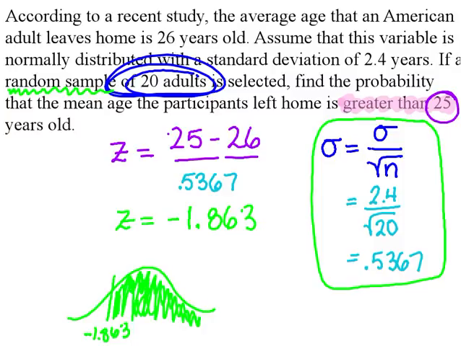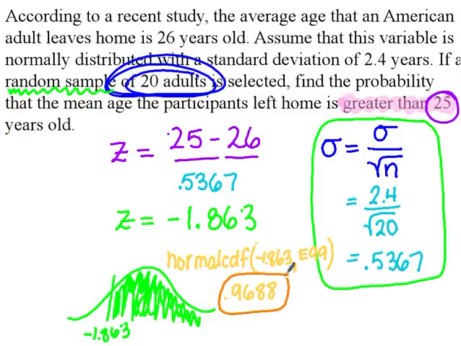So you're going to go ahead and do your normal CDF. What are my limits going to be? Yep, negative 1.863 and then what? E99. Okay, so go ahead and do that normal CDF, negative 1.863 E99. What'd you get? 0.9688. Okay, so they asked me find the probability, so 0.9688 would work. Otherwise, you could answer as 96.88%. Okay.